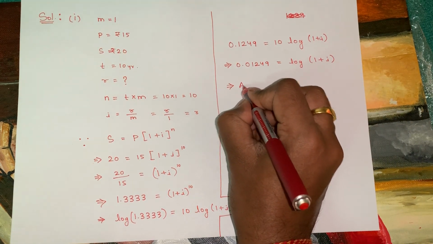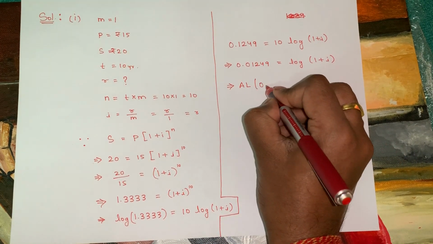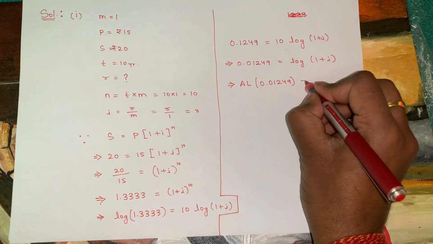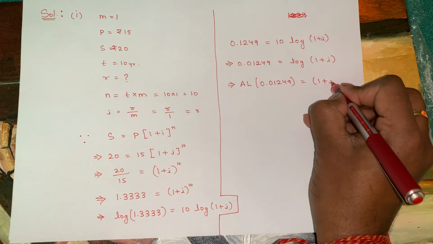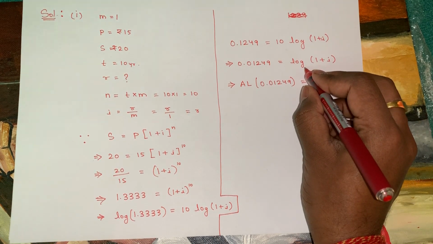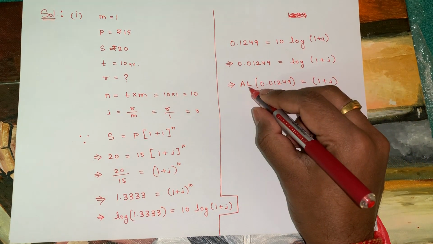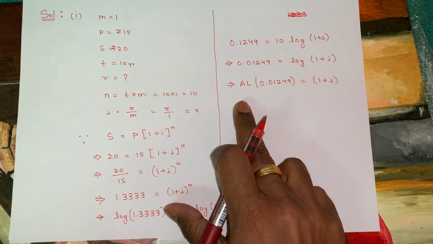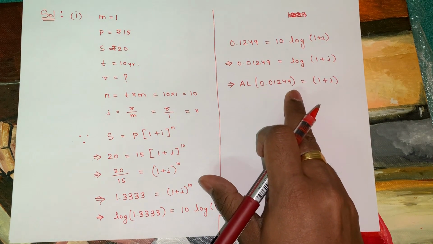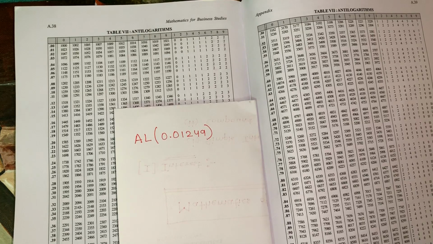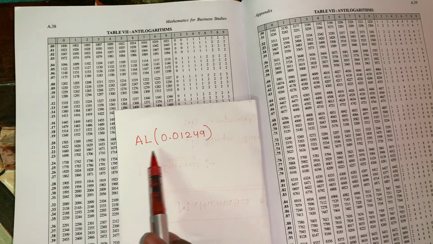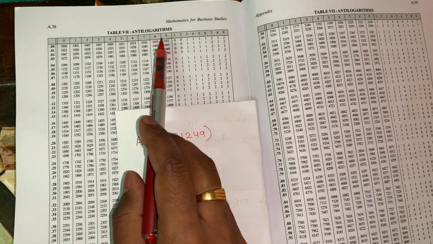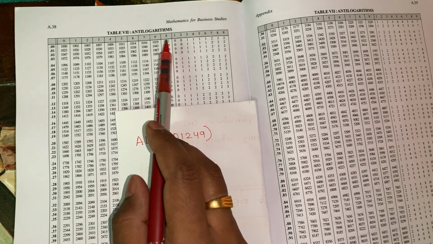So this becomes antilog of 0.01249 is equal to 1 plus i. Antilog multiplied by log, it gets cancelled, and here it gets multiplied by antilog. Now we need to find the value of antilog 0.01249. So to find it, we move towards the antilogarithm table, which is given in the back side of the book.